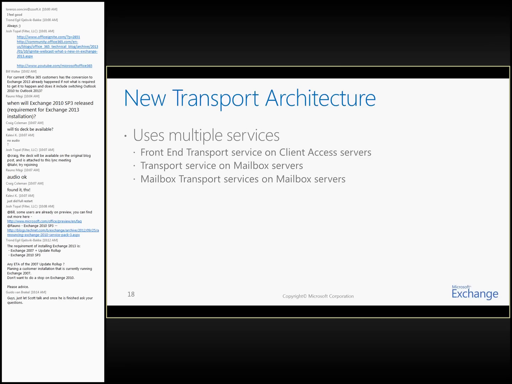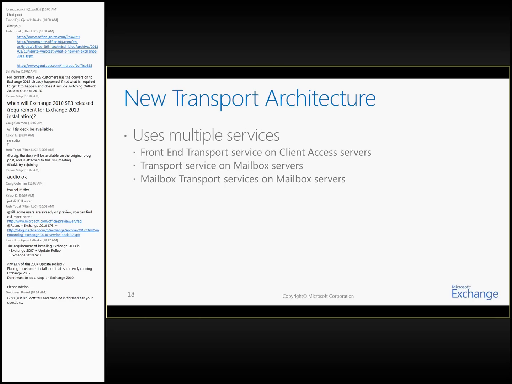On the mailbox server, we have the other services. We have the transport service, which is virtually identical to the hub transport server role in previous versions of Exchange. The transport service handles all SMTP mail flow for the organization. It performs message categorization, it performs message content inspection, and so forth. But unlike previous versions of Exchange, it doesn't communicate directly with the mailbox databases. That task is now handled by the mailbox transport service, which I'll describe in a moment.